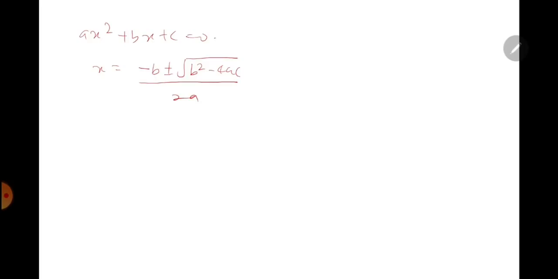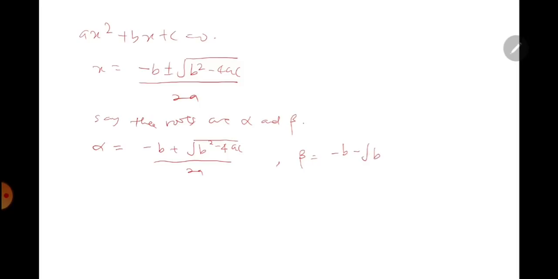Now let the two roots be alpha and beta. So alpha will be negative b plus square root of b squared minus 4ac, divided by 2a. The other root, beta, will be negative b minus square root of b squared minus 4ac, over 2a.